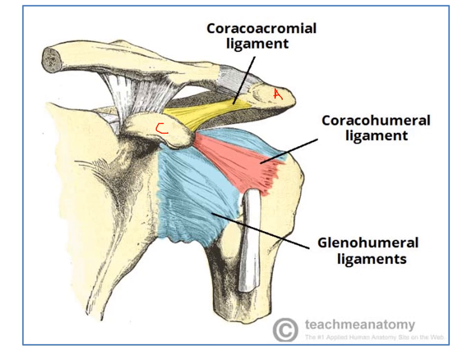We have the glenohumeral ligament here in blue. We can see it surrounding almost the entire aspect of the joint. This protects the joint anteriorly.